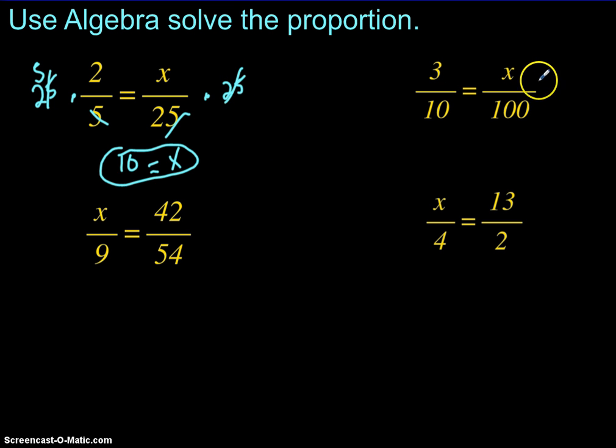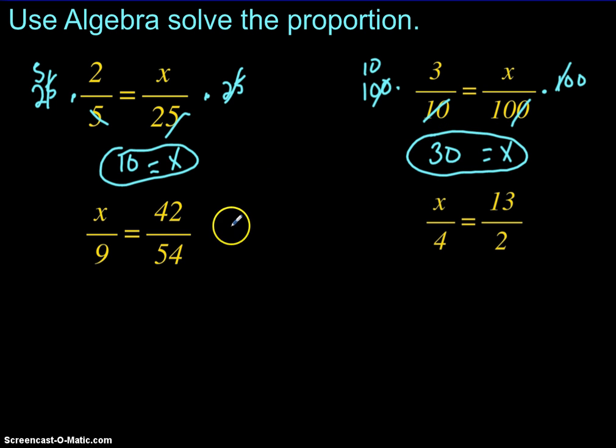Okay, and when it says use algebra to solve, you have to show your work. This isn't mental math, so you can't just put an answer. You have to show your work. Okay, same here. I want to get rid of the 100, so I multiply each side by 100. Okay, these cancel. x equals 10 goes into 100 10 times, so 10 times 3 is 30. Again, very simple. Yes, we could use mental math, but no, we're not going to. We're going to solve by algebra.